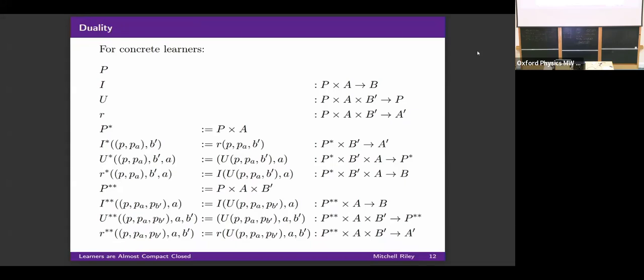And so this learner is under the new relation equal to the old learner. And what we need is a map between parameter sets, which shows that this is true. And the map that we want is a map from P cross A cross B prime, just down to P. And we have such a map. It's exactly the original update map here. So the update map here shows us that this double dual learner is equal under this new relation to the original one. Okay.